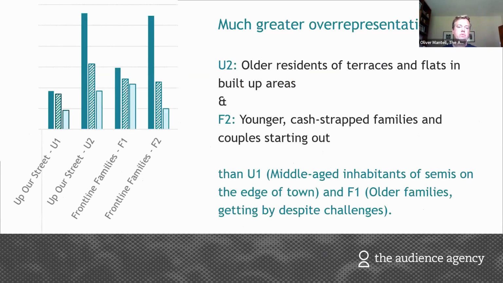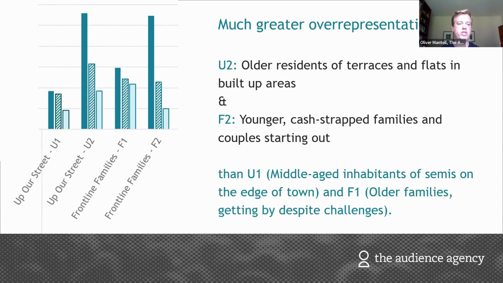So, although we've seen a broad pattern towards lower engaged groups being more represented in the priority areas, hence these solid bars being highest compared to the hatched and pale ones, there's a substantial difference between the subsegments. Up Our Street is split into two groups, one which tends to be a bit more middle-aged, more like semis on the edge of town, and the other one which is more like older terraces and flats in more built-up areas. And of those two, the latter is much more likely to be overrepresented in levelling up areas.